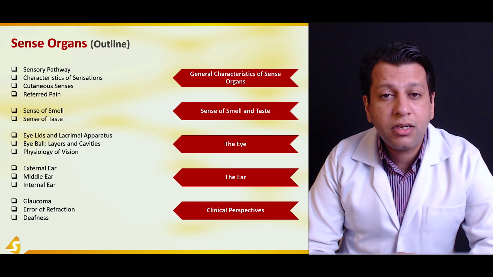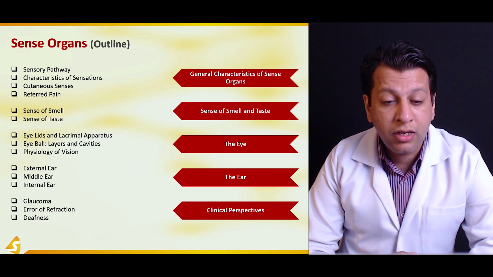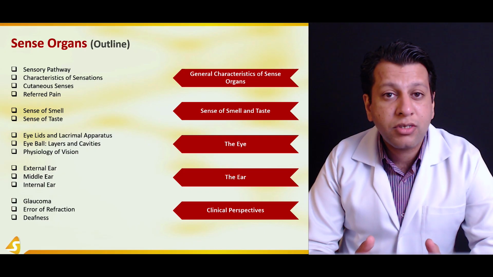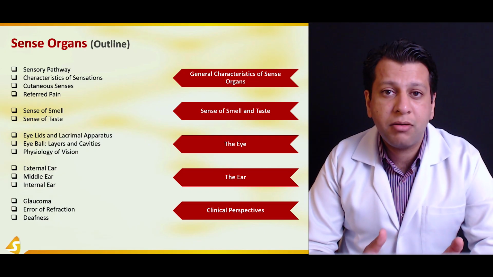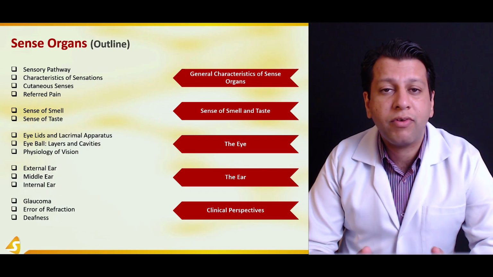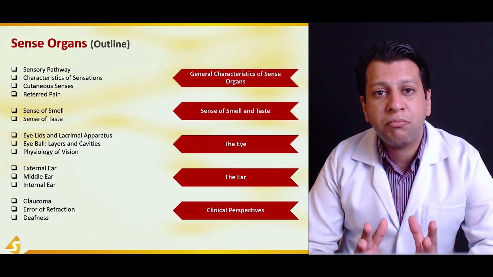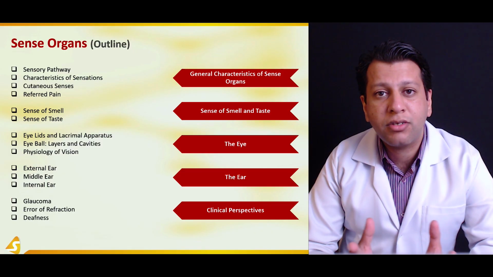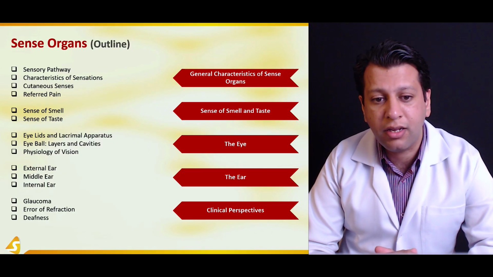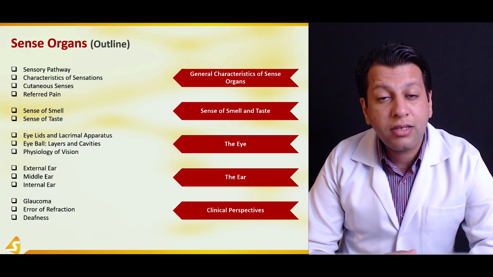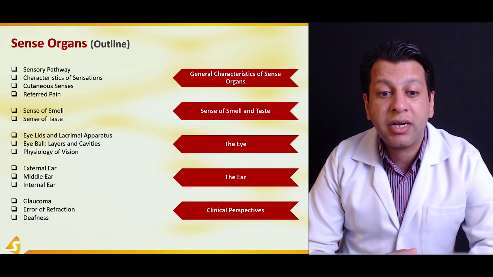In the fourth section, we'll be going through the ear. We will be dividing our discussion based on the external, middle, and internal ear, what its functions are and what structures are present, and how the maintenance of equilibrium and conduction of sound is done by the inner ear. Then in the last section, we'll be going through the clinical perspectives.